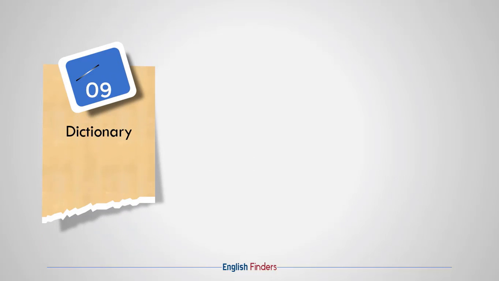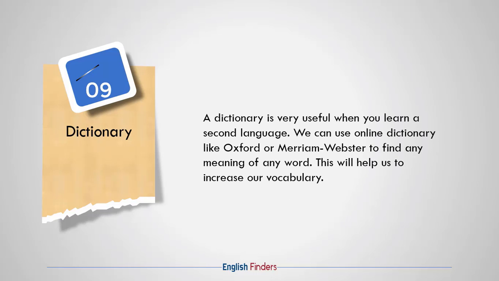Number 9. Dictionary. A dictionary is very useful when you learn a second language. We can use online dictionary like Oxford or Merriam-Webster to find any meaning of any word. This will help us to increase our vocabulary.